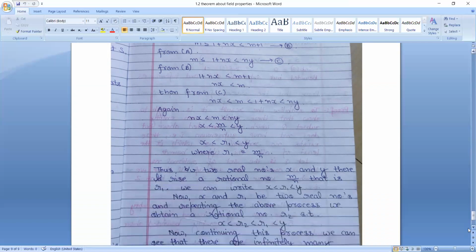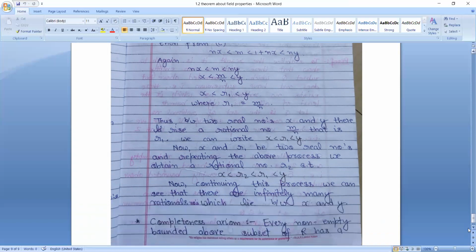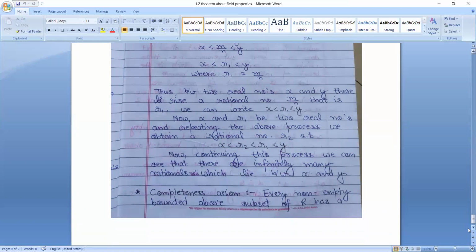Thus, between two real numbers x and y, there exists a rational number m by n, that is r1. We can write x is less than r1 is less than y. Now x and r1 are two real numbers, and repeating the above process, we obtain a rational number r2 such that x is less than r2 is less than r1 is less than y. Now, continuing this process, we can see that there are infinitely many rational numbers between x and y.